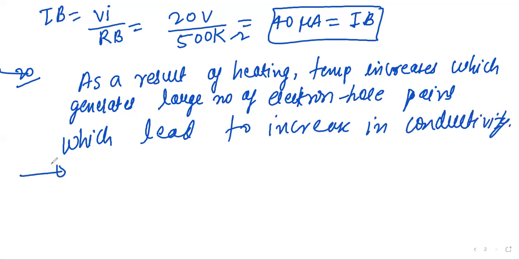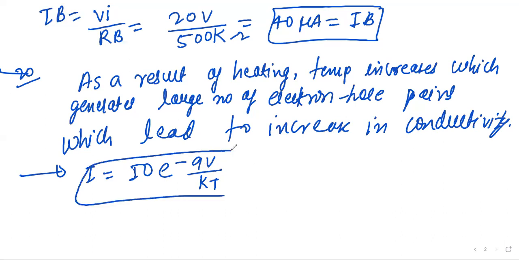Right. So as a result, the current is given by I is equal to I naught e raised to minus QV by KT. The overall resistance of the diode changes between forward and reverse bias. So this is the current formula given. Let's see question number 21.